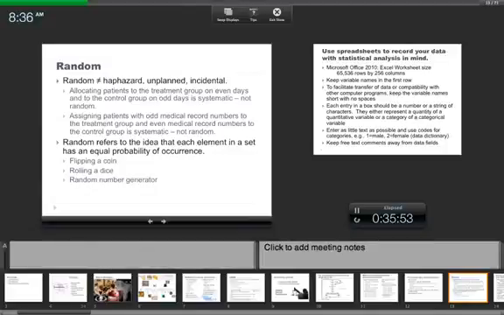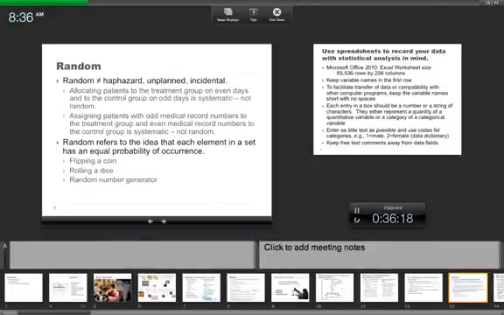Allocating patients to a treatment group on even days or to the control group on odd days is systematic, and it's not random. Assigning patients with odd medical record numbers to the treatment group or even medical record numbers to the control group is systematic. And it's not random.